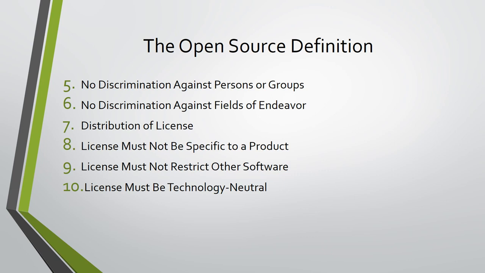7. Distribution of license. The rights attached to the program must apply to all to whom the program is redistributed, without the need for execution of an additional license by those parties.